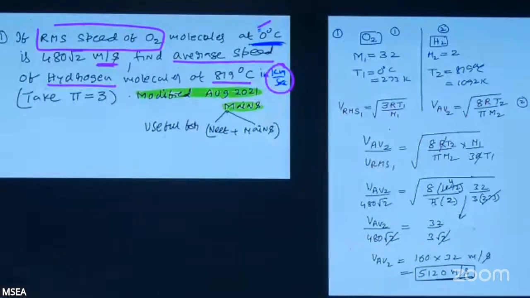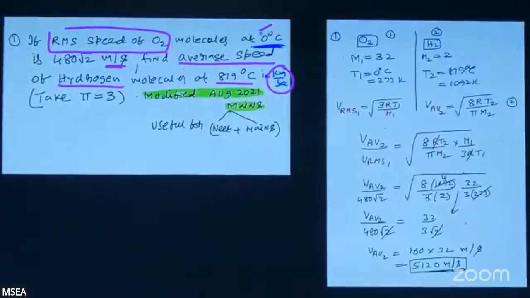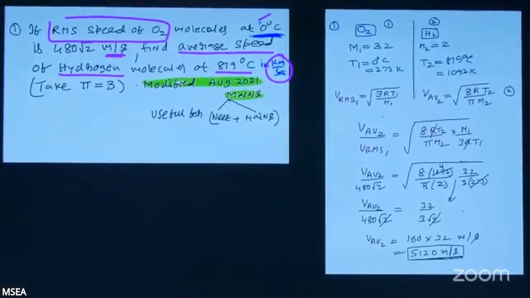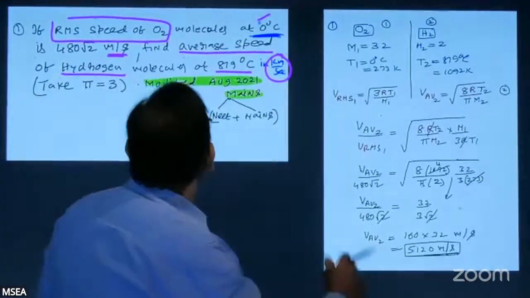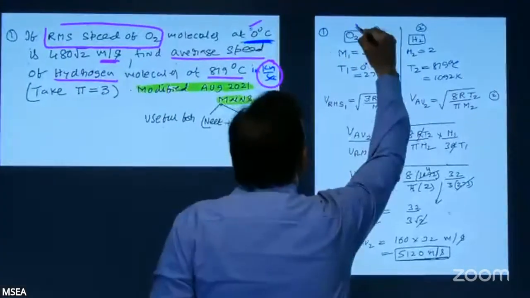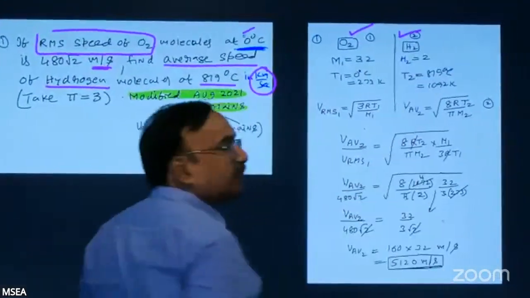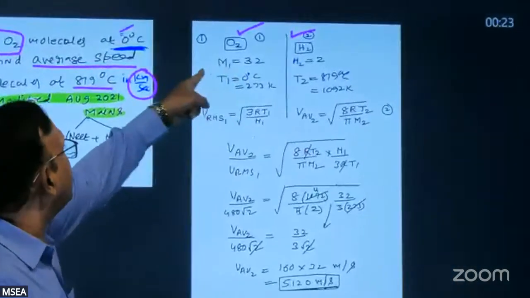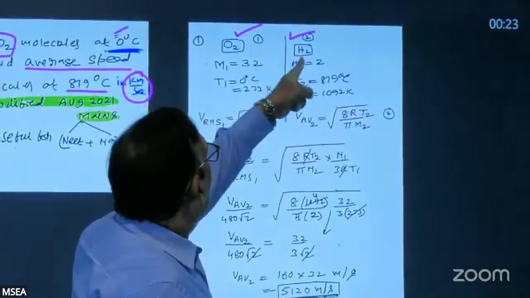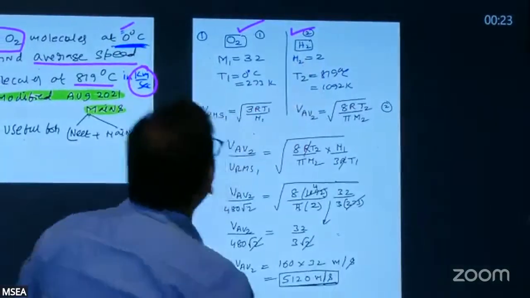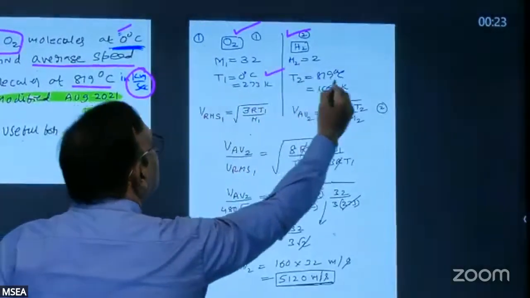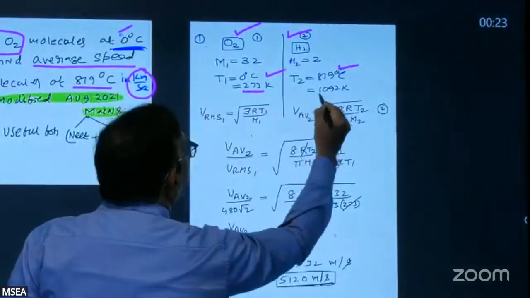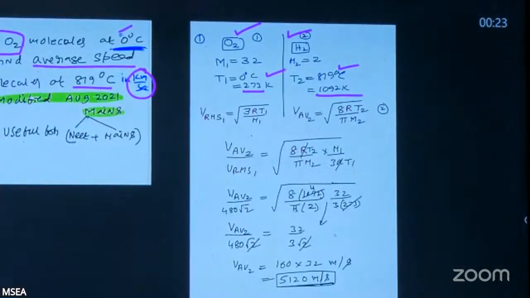Okay, you should be a perfectionist with the formulae of most probable speed, RMS speed, and so on. The first gas we are talking about is O2 gas. The second one is hydrogen. You know the molecular weight. Molecular weight of oxygen is 32 gram, so 32. Hydrogen gas is 2. What are their temperatures given? 0 degrees centigrade and 819 degrees centigrade. These temperatures are given in centigrade, to be converted into Kelvin.